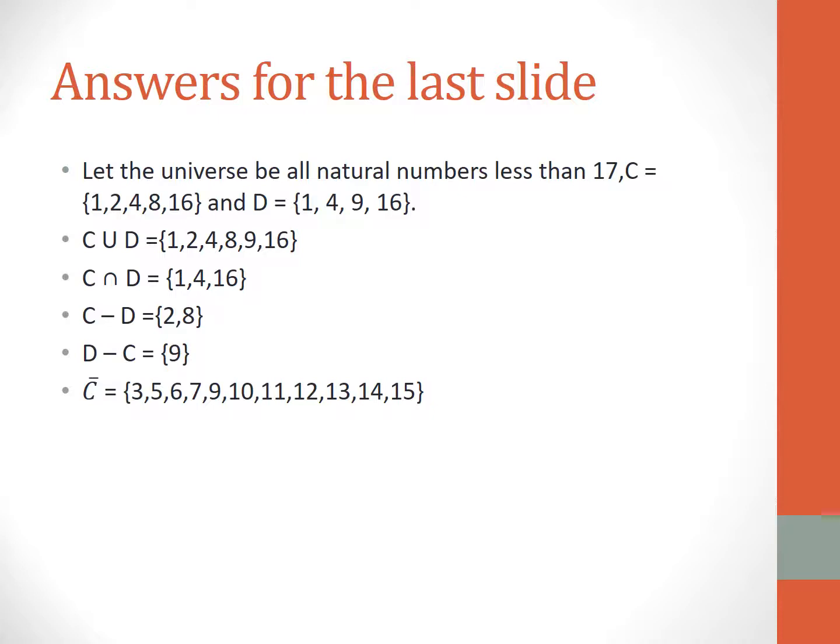C minus D are the members that are in C, but not in D. And D minus C is all the stuff that's in D when I cross off the stuff that's already in C. And C complement is all the numbers from 1 to 17 except for the ones that are 1, 2, 4, 8, and 16. Hope you did great.